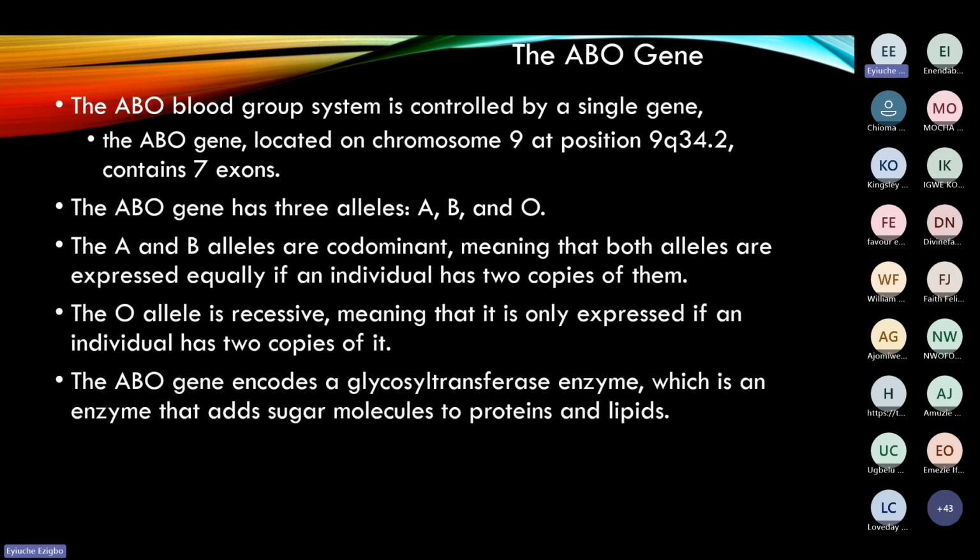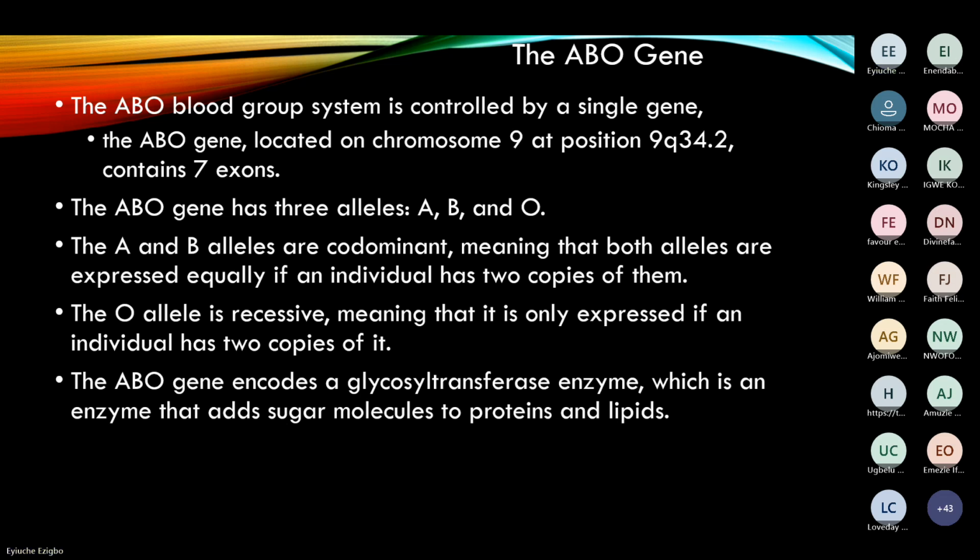The A and B alleles are co-dominant, meaning that both alleles are expressed equally if an individual has 2 copies of them. Okay, the O allele is recessive, meaning that it is only expressed if an individual has 2 copies of it. So the ABO gene encodes a glycosyltransferase enzyme, and this enzyme adds sugar molecules to proteins and lipids. We'll still see more of it.